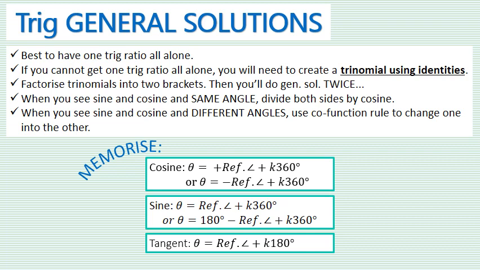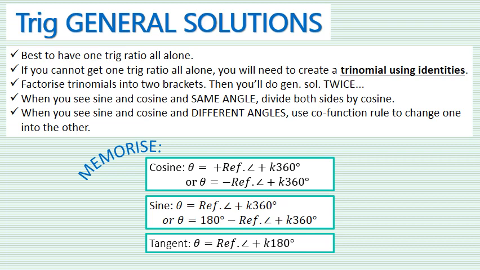And then tangent, also one little formula to remember, because tangent repeats itself every 180 degrees. So the tangent is theta is equal to your reference angle, and theta is equal to your reference angle plus 180 degrees, quadrant 1 and quadrant 3.